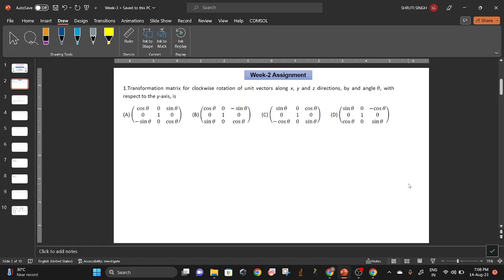when we are rotating about the z-axis, we are getting a matrix like cos theta, sin theta, 0; then minus sin theta, cos theta, 0; then 0, 0, 1. So this matrix comes in the case of z-axis rotation.